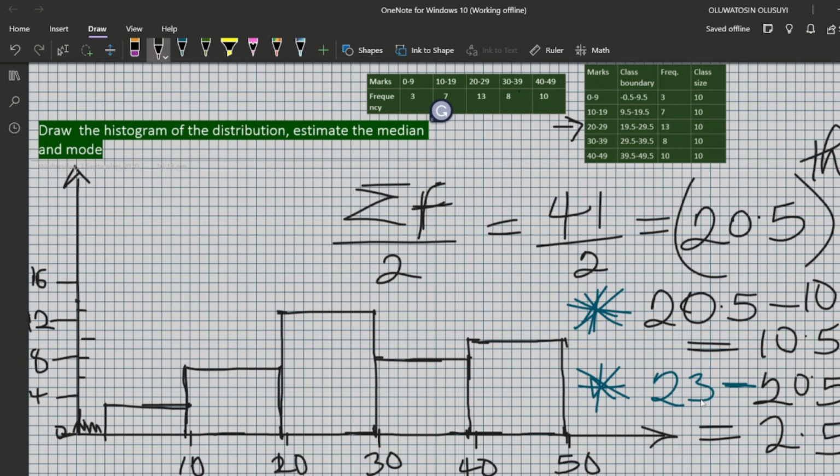Add our values. So what are we doing with these values? We are going to use these two, 10.5 and 2.5. We want to know what we get as we divide this median. This class is the third class, so this is our median class.